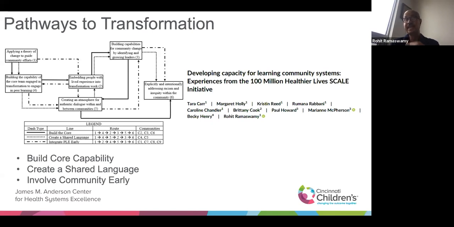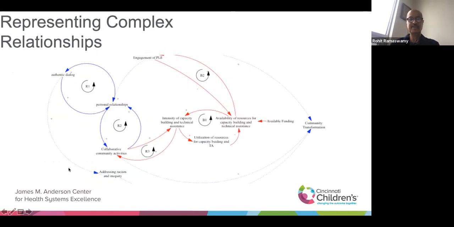We need to be able to engage the right people so that we know we get the wisdom of the communities integrated into the work that we do. So these were some of the pathways to transformation that we identified through our evaluation process.